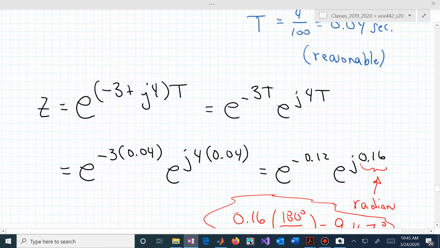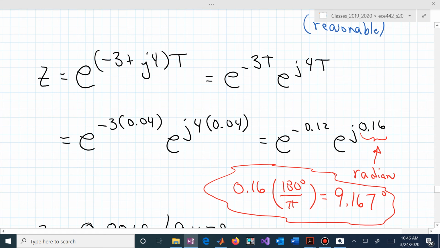Here's the pole in the second quadrant of the complex s-plane being mapped into a particular location in the z-plane through this e to the sT relationship between z and s. So we have e to the -3 capital T times e to the j4T, and that's just using the property of exponents.